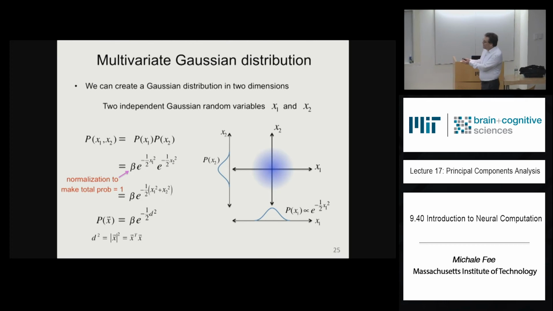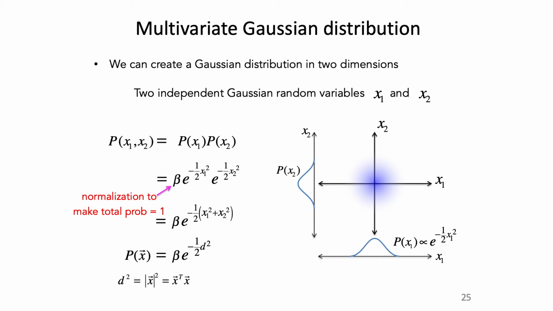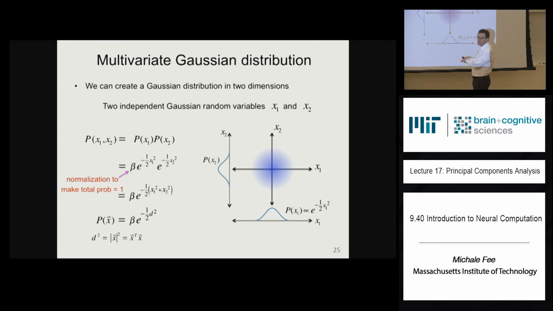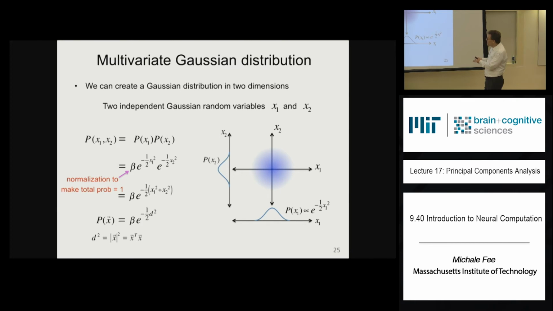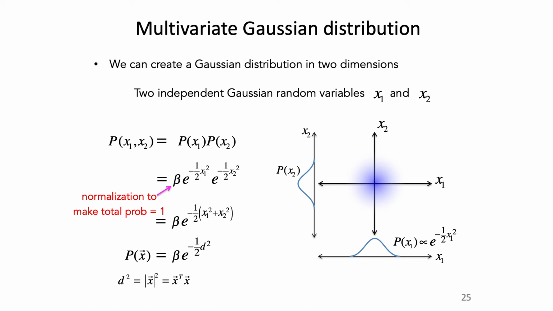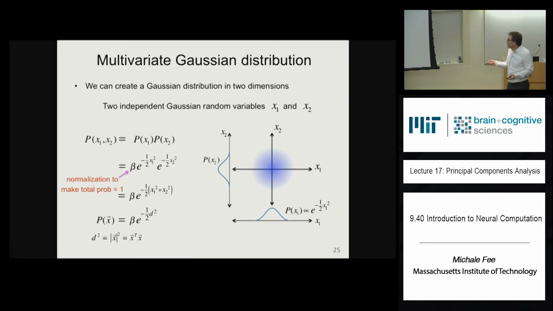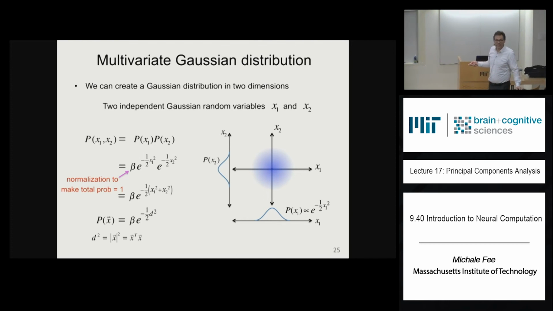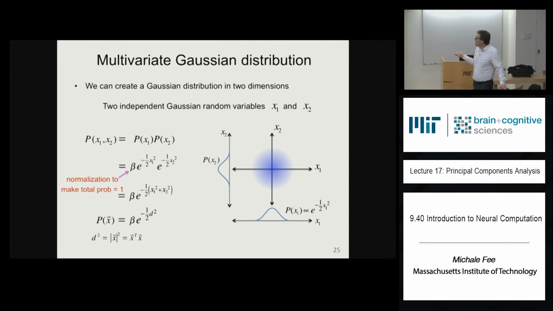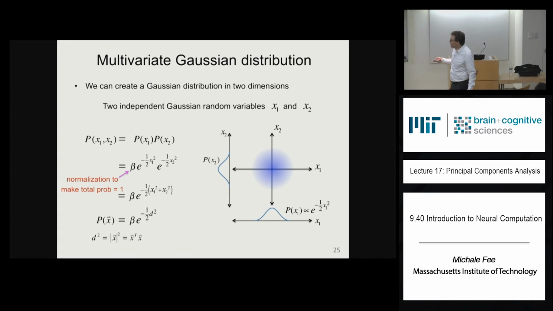Okay, now we can write that distance squared using vector notation. It's just the square magnitude of that vector x. So if we have a vector x sitting out here somewhere, we can measure the distance from the center of the Gaussian as the square magnitude of x, which is just x dot x or x transpose x. Okay, so we're going to use this notation to find the distance of a vector from the center of the Gaussian distribution. So you're going to see a lot of x axes.